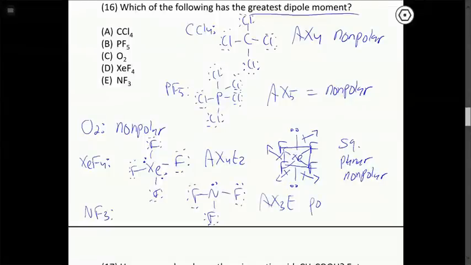So that's another one that we don't have to think too hard about. Anything with 1 lone pair on the central atom is polar. So we circle that one because that's the only one that's polar at all. So it's going to have the greatest dipole moment.